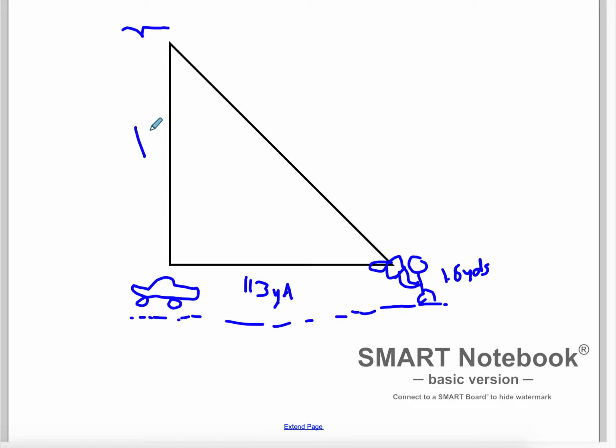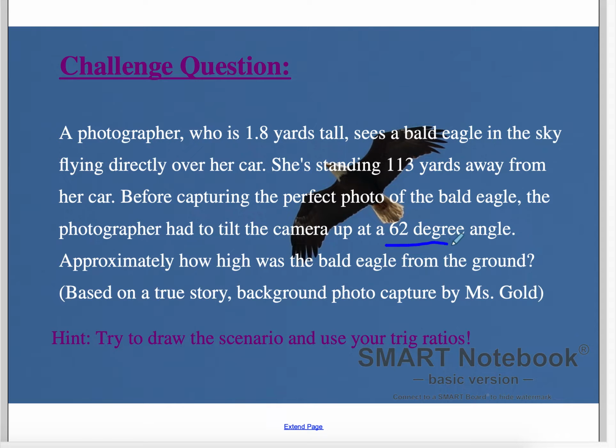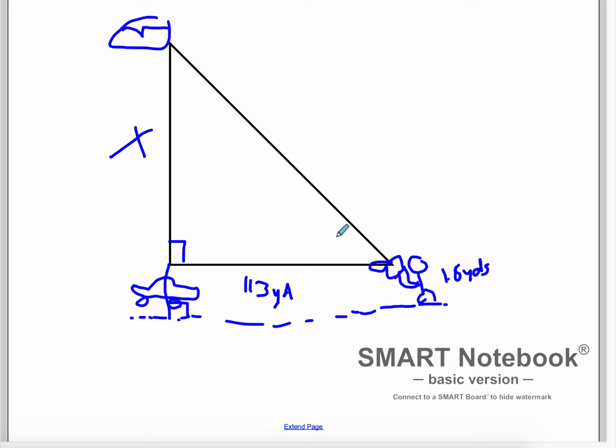So we wanted to know what the height of the bird was flying over the ground, right? So we're saying that this is our right angle, right? And really, we could draw it straight down. All of this is a right angle, perpendicular. We are concerned about the 113 yards because that's the distance between Miss Gold and the car, and we know the eagle up here is flying directly over the car, right? So we also know that her camera was at a 62-degree angle from the ground, right? So if this is 62, that would be the camera angle from the ground. And it would have been the same if I had dropped this all the way down. It still would have been 62 there.